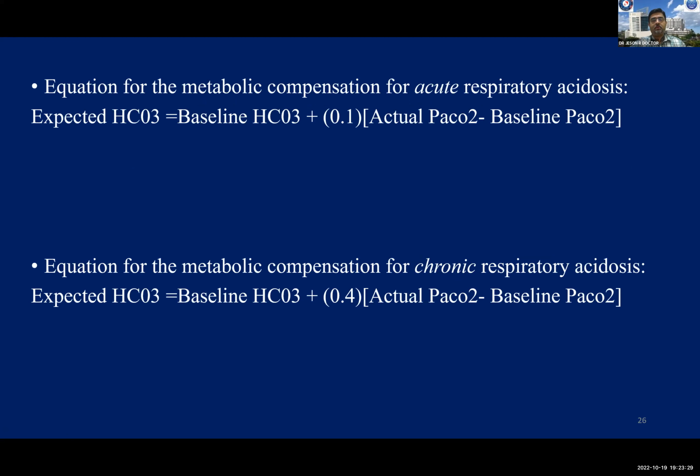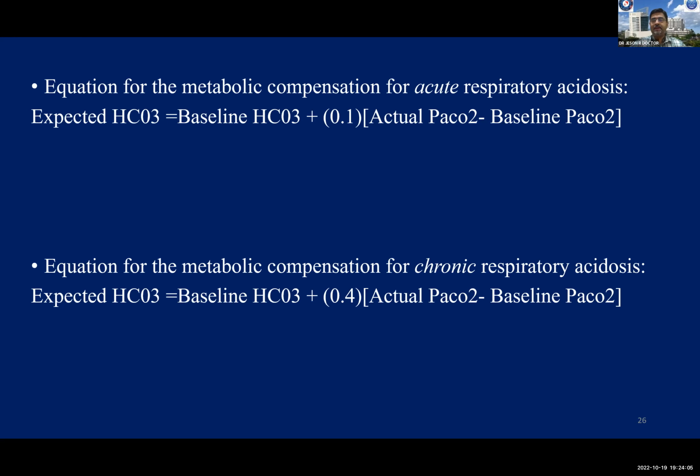This is usually the 1, 4, 2, 5 rule. So 1 and 4 for acute and chronic respiratory acidosis, and 2 and 5 for acute and chronic respiratory alkalosis. If you read the books and the formula, it is said that for every 10 millimeters of mercury change in PCO2, the bicarb changes by 1 in acute and by 4 in chronic respiratory acidosis. So we've made it 0.1 and 0.4, that is 1 on 10 and 4 on 10, times the change in the PCO2.